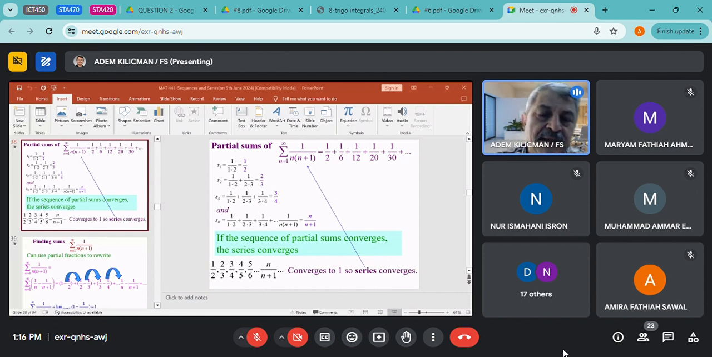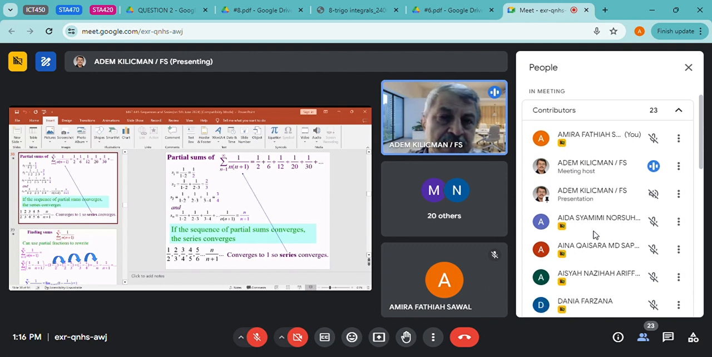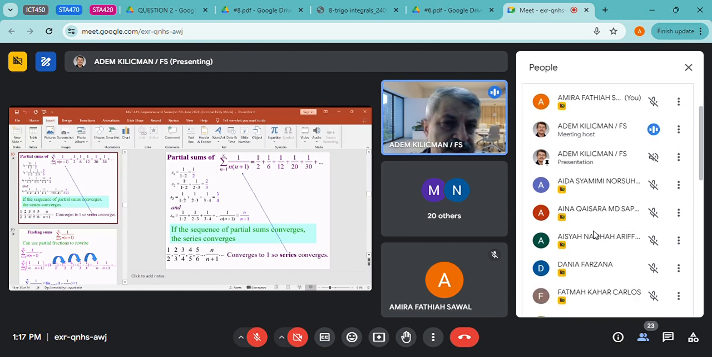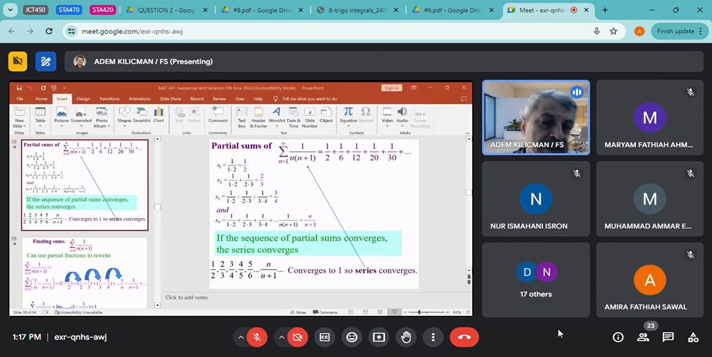Okay, how to find that? We will write this in terms of partial fractions that you have studied already. We can use partial fractions in the following way: 1 over n minus 1 over n plus 1 is the same as 1 over n times n plus 1. This is the summation. In other words, a over n plus b over n plus 1. Then you try to find the a and b. When you find them, you will see a is 1, b is negative 1.